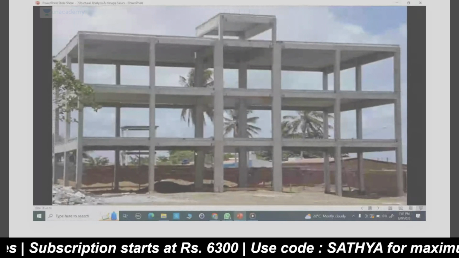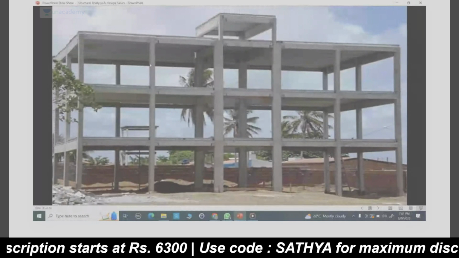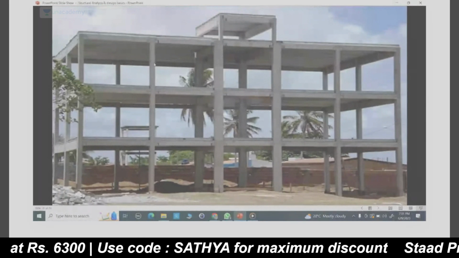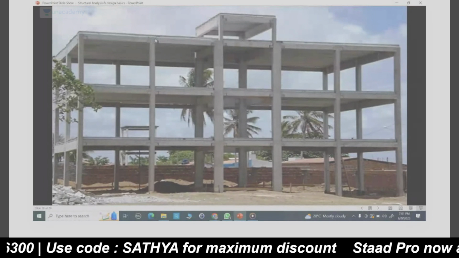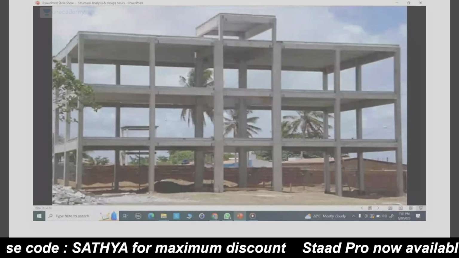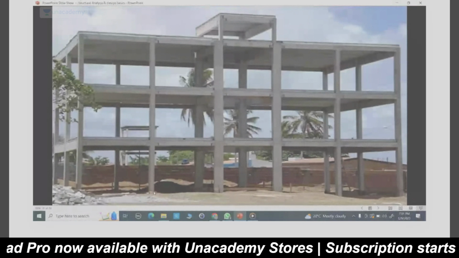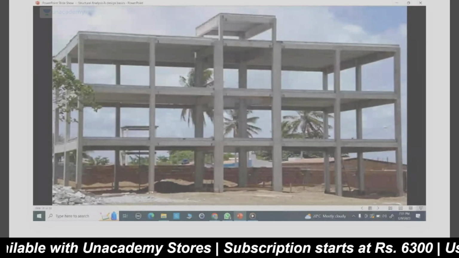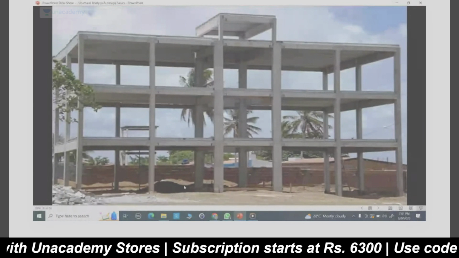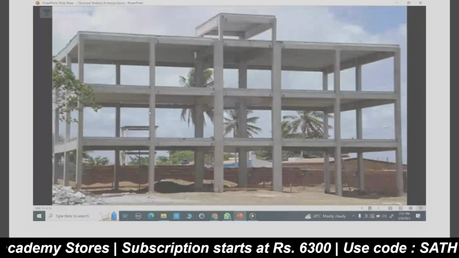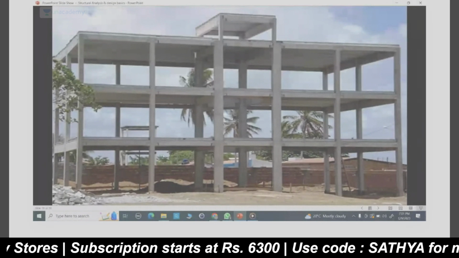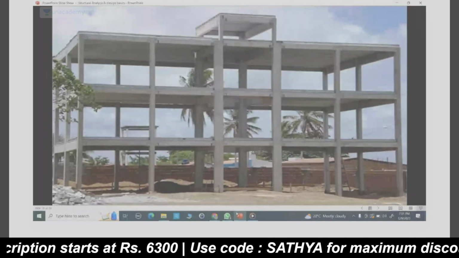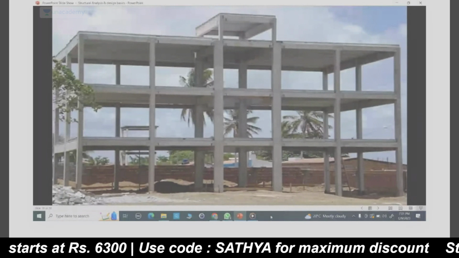Here I have a frame image. You will know the structural elements: slab, beam, column, and below the column you will have the footing. As we discussed before, these are all called the superstructure, and below the ground level is called the substructure.